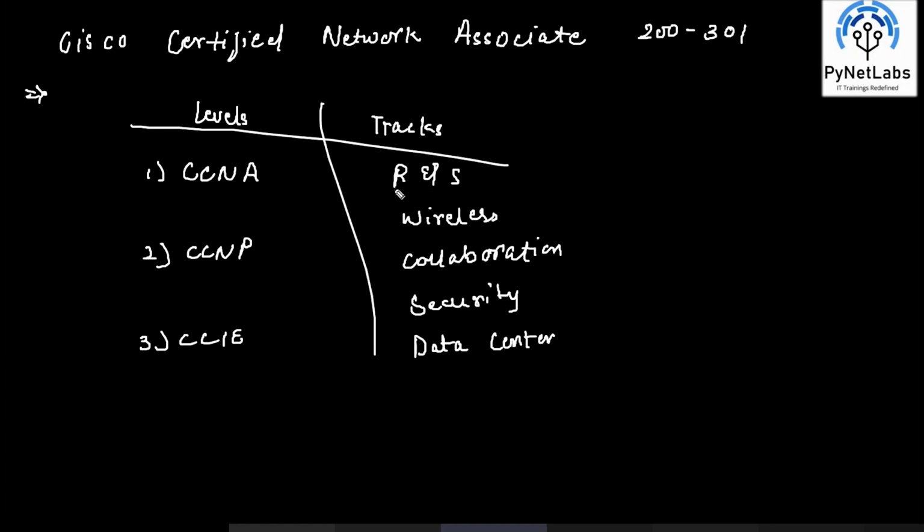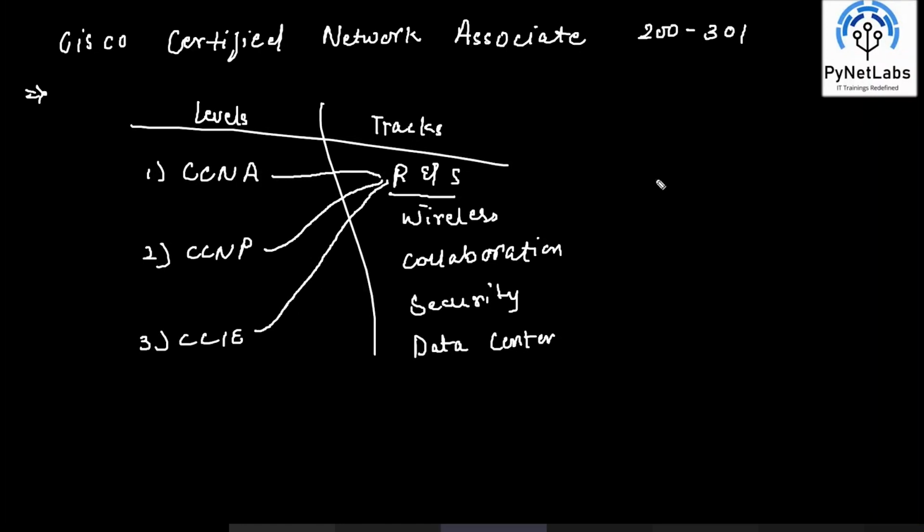So let's say you selected routing and switching and you started preparing for CCNA routing and switching. And once you are CCNA routing and switching certified, you can then move further to CCNP routing and switching. So basically what we are doing here is we are just selecting one track out of these available tracks and then getting our certification in that particular track.